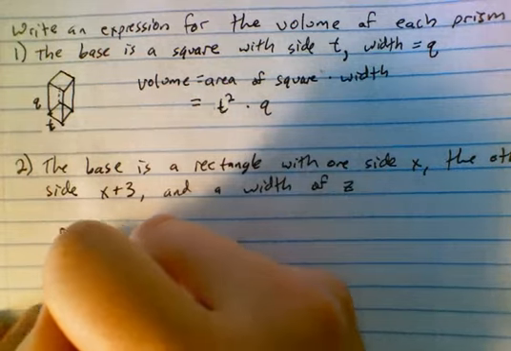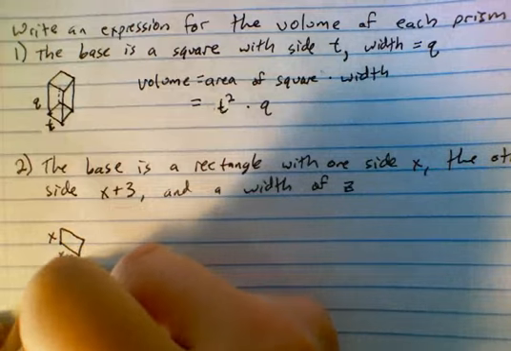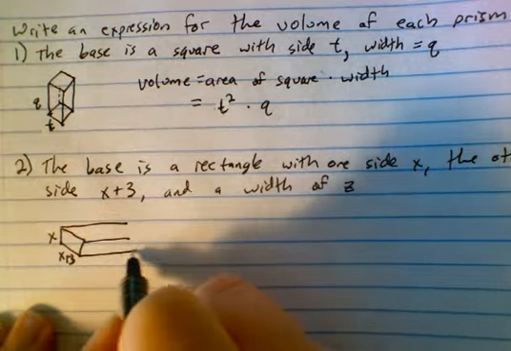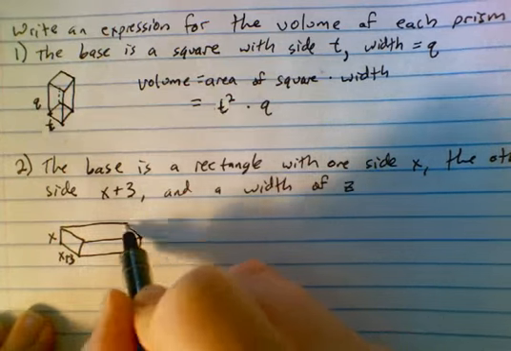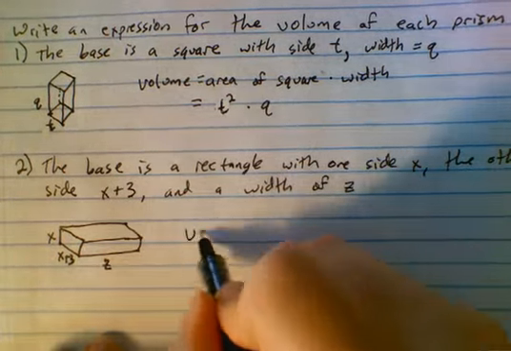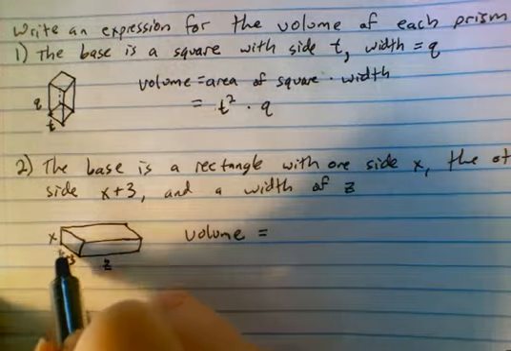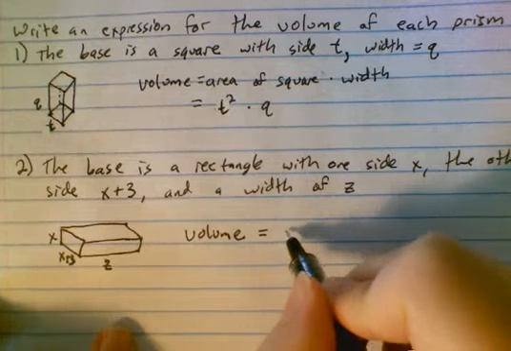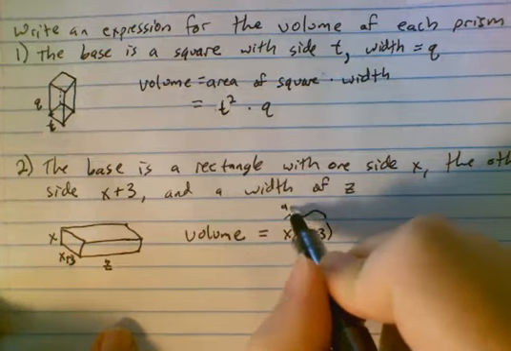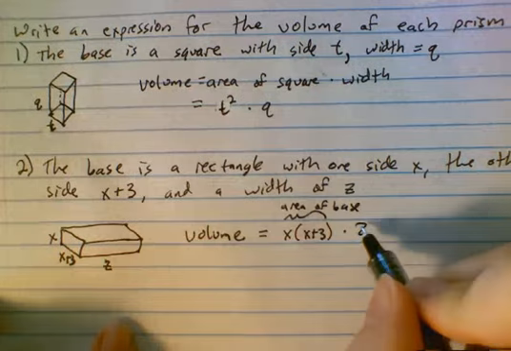So here's a rectangle. One side's x plus 3, and then the width, we'll let that be z. So our volume is just going to be the area of the base times this z, which is the width.